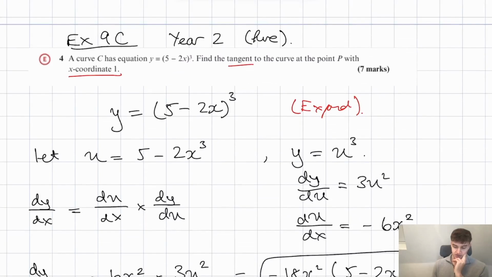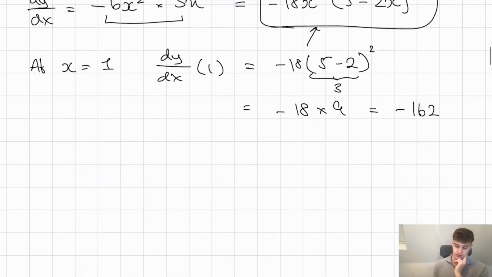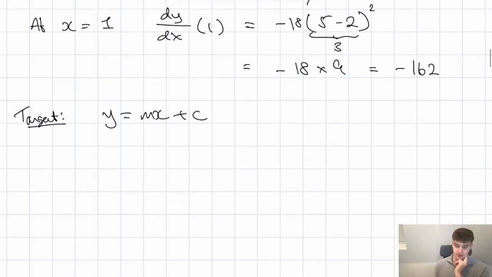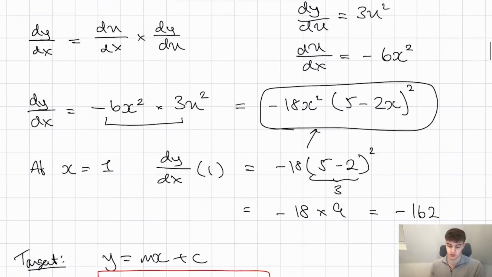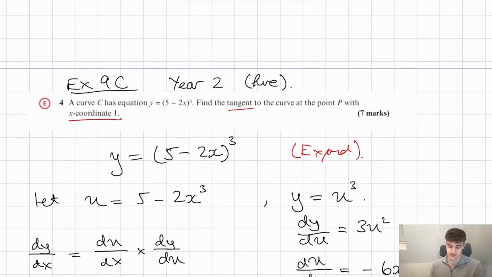I want to find the tangent to the curve at point P with x coordinate 1. So I know that my tangent is going to be of the form y is mx plus c, because it's just a straight line. I now know the gradient, so I know that that's actually y is minus 162x plus c. Fantastic. Okay, but now if I want to find the c, I need to know a full point on this line. So the best point to pick is going to be when x is 1. So I need to know the y coordinate when x is 1. Well, we're also on the curve, so I can therefore find the y coordinate.